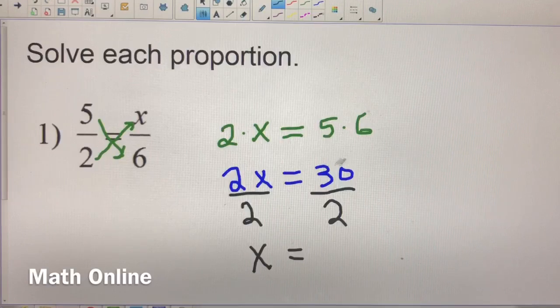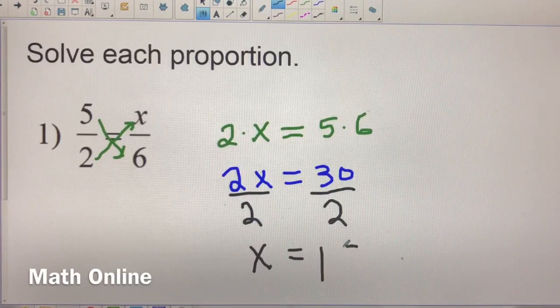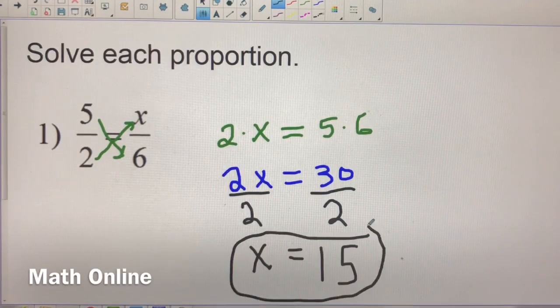Okay? So now 30 over 2, when we simplify this, we should get 15. And now we solve the mystery. We solve our problem. Our answer is x is equal to 15. So the value of x is 15. Okay? Once again, if you didn't quite get this, please watch the video again.